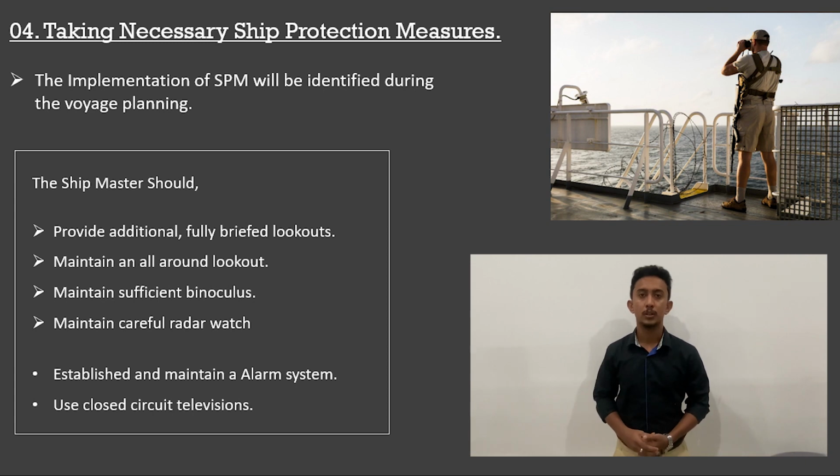Also, another important protection method is CCTV cameras, because CCTV cameras cover the whole area of the bridge, so it is a very easy way to establish protection of the ship. Then lighting is also important. We can use deck lighting, navigation lighting, and search lighting to establish the protection of the ship.